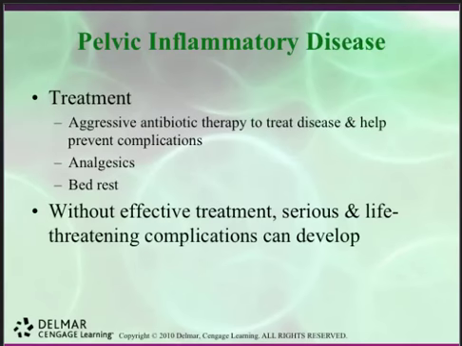So the treatment is aggressive antibiotic therapy to treat the disease and to help prevent complication, along with analgesics and bed rest. Without effective treatment, serious life-threatening complications develop. Early diagnosis and prompt treatment lessens the damage to the reproductive system, and inflammation can cause scarring and adhesions that can cause infertility and increase the risk of an ectopic pregnancy.